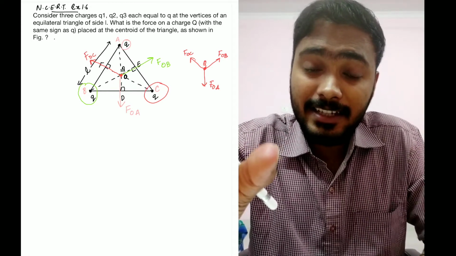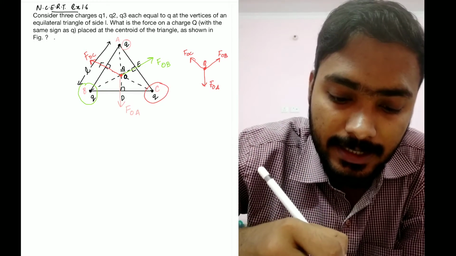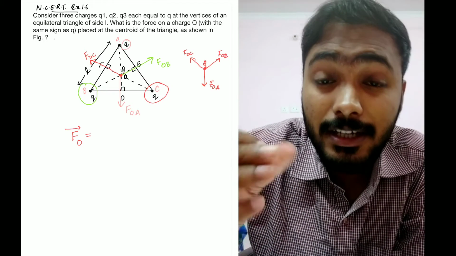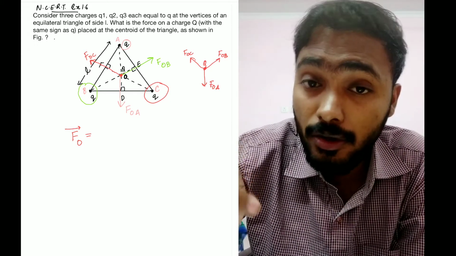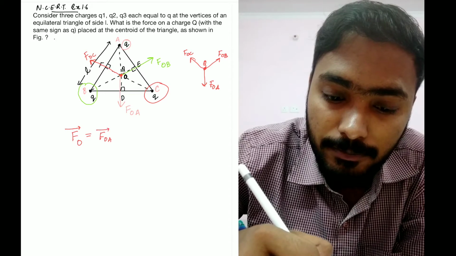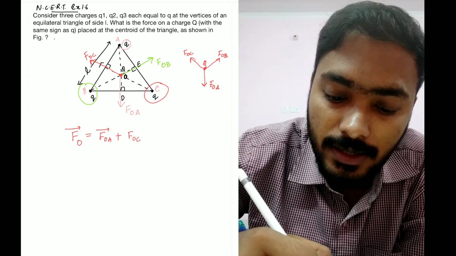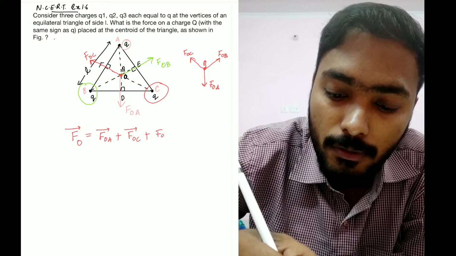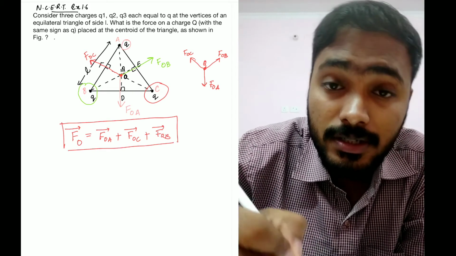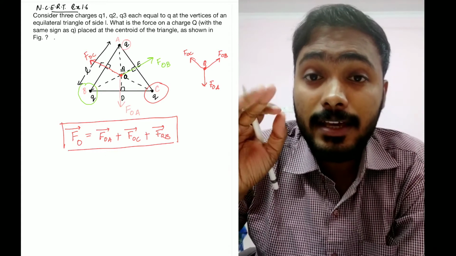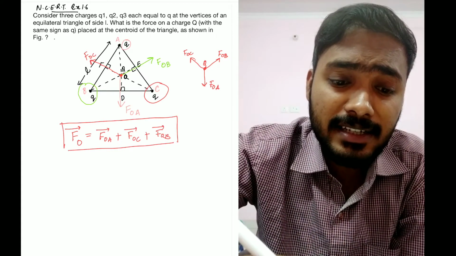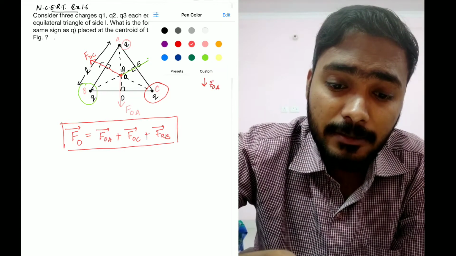So the idea is, I hope you guys are getting the idea. The idea is I'm going to find out the net force at O, and that will be simply the vector sum of all the three forces according to the superposition principle, right? That is FOA vector plus FOC vector plus FOB vector. All I have to do is add all the three forces vectorially. I hope I'm making sense, right? Clear? Okay. So if that is clear, let's move to the other parts, right?